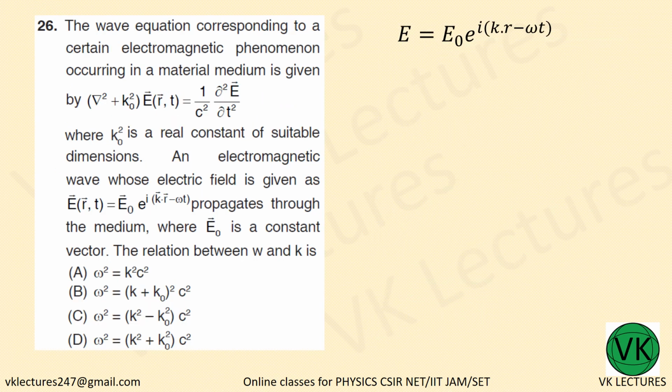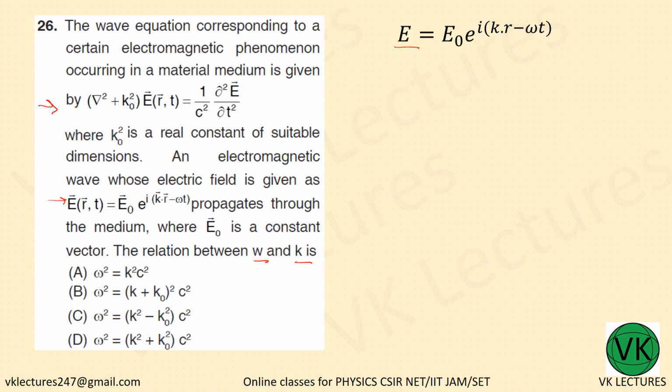The wave equation corresponding to certain electromagnetic phenomena is given by del square plus k naught squared acting on E of r, t equal to 1 by c square dou square E by dou t square, where k naught squared is a real constant. Now an electromagnetic wave whose electric field is given by E of r, t equal to E naught e to the power i k dot r minus omega t propagates through the medium. E naught is a constant. Now you want to find the relation between omega and k.